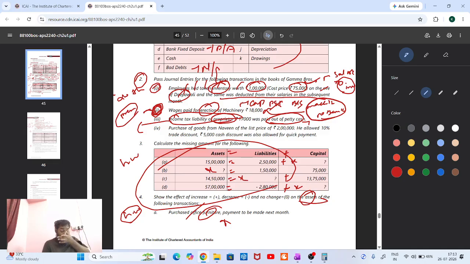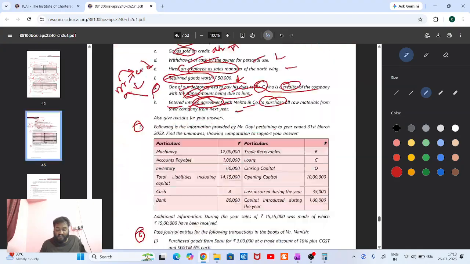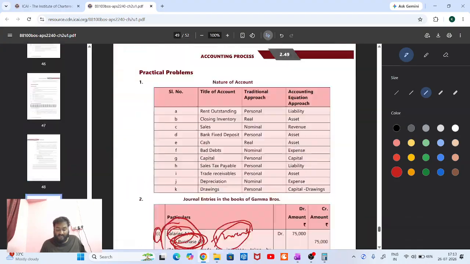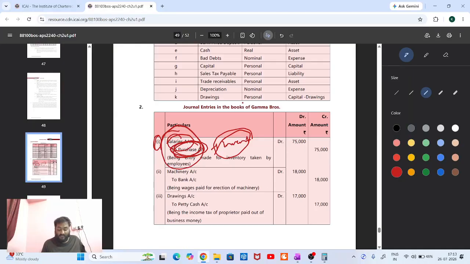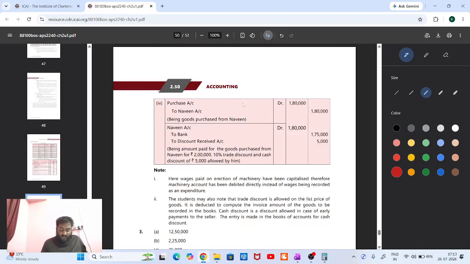Fourth adjustment: purchased goods from Navin of list price 2 lakh. He allowed 10,000 trade discount, and 5,000 cash discount was allowed by 15th. This is a journal entry we have discussed millions of times. Purchases to Navin, considering discount. Navin to bank, to discount received. So we paid less.